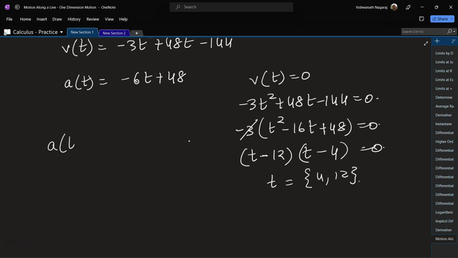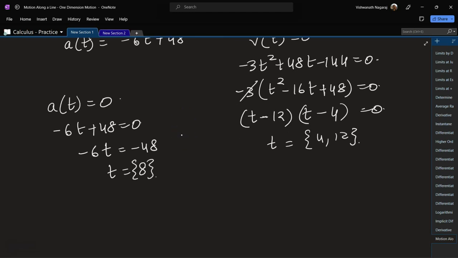When is the acceleration 0? When minus 6t plus 48 equal to 0, that means minus 6t equal to minus 48. So t equal to 48 by 6, that is 8.